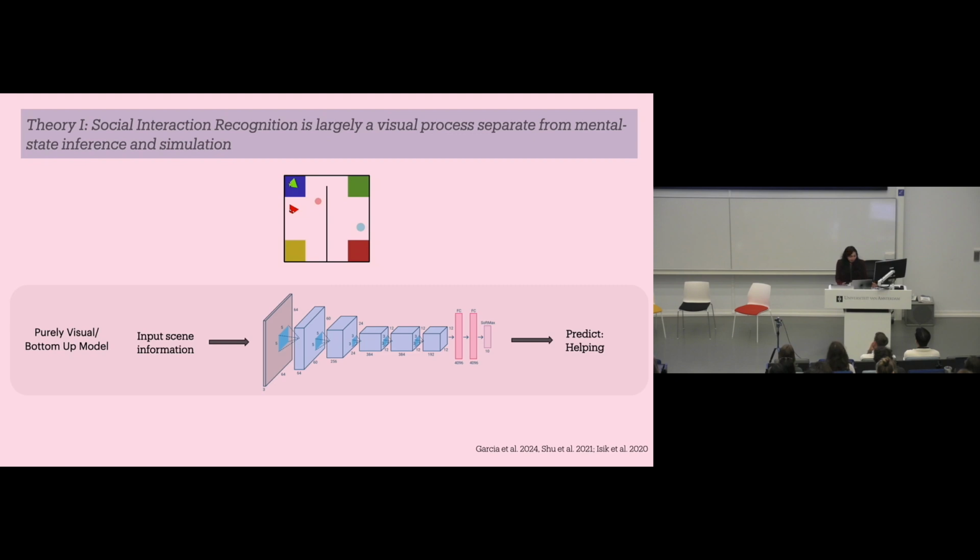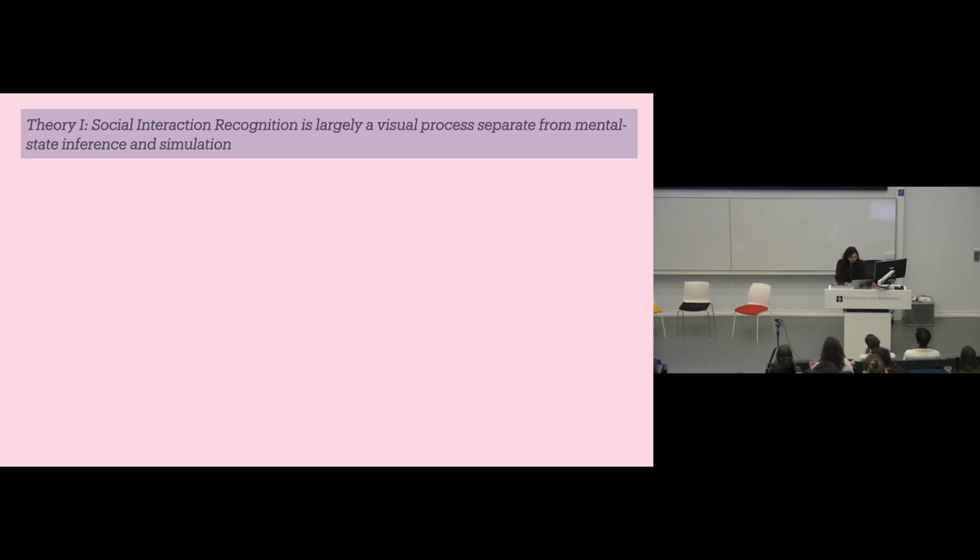to directly predict that these agents were helping each other. Now, even though these traditional models do really well at many other visual tasks like object recognition, traditional bottom-up models don't match human social judgments well. So in previous work, we proposed a bottom-up model that structures the visual input relationally, and we found that adding this inductive bias allows it to match human social interaction judgments well.